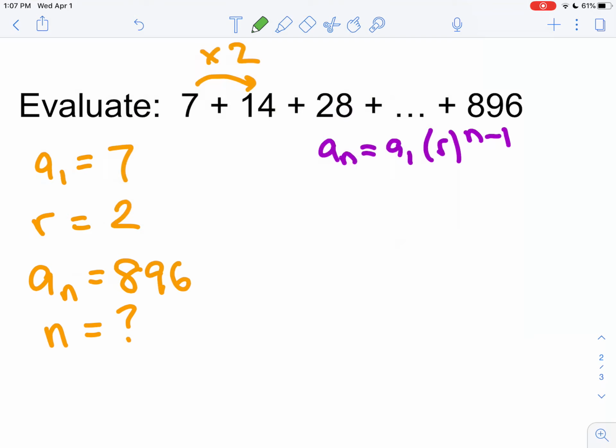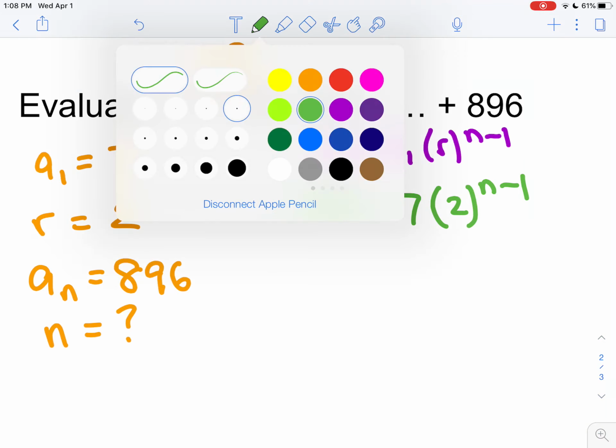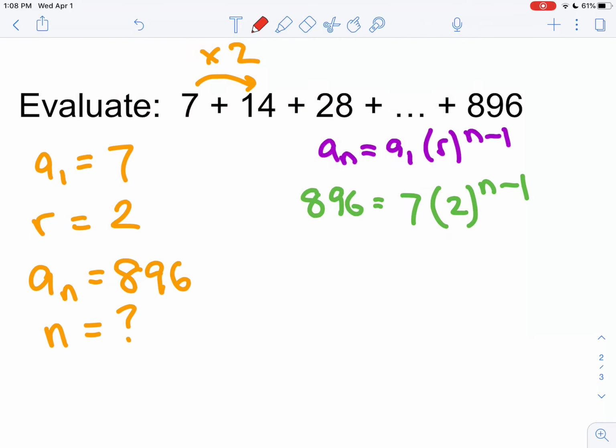So using that formula, let's see what happens. 896 is one of the terms. I just don't know which one. I do know the first term. I do know the ratio. And would you believe it? This just turned into a Chapter 3 problem. Lesson 3-4, solving exponential equations. Oh man, math is so amazing. Just like all of you.